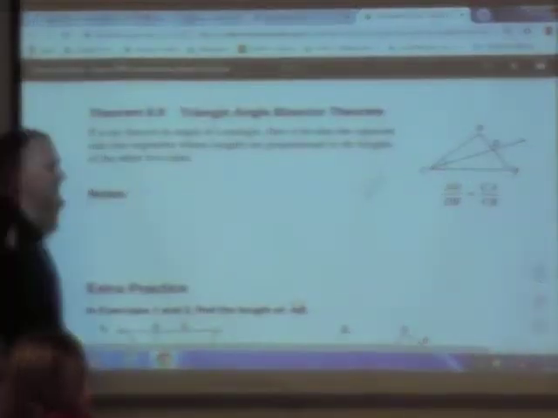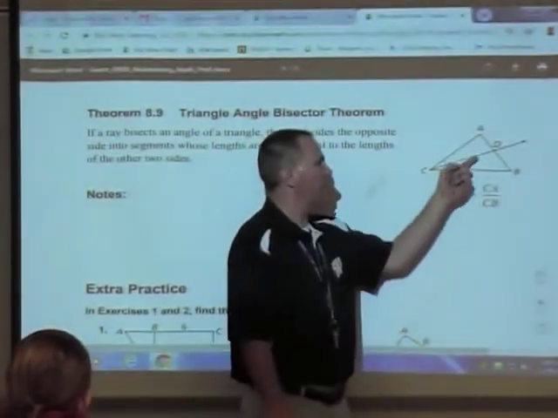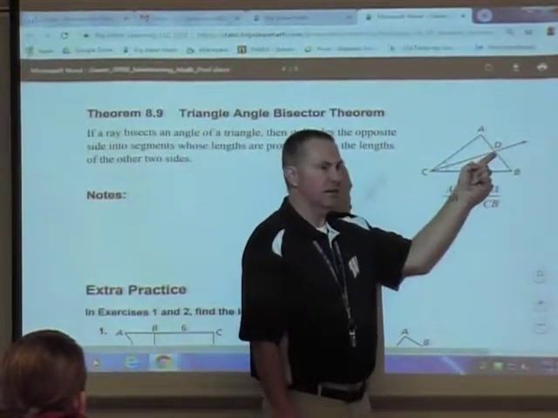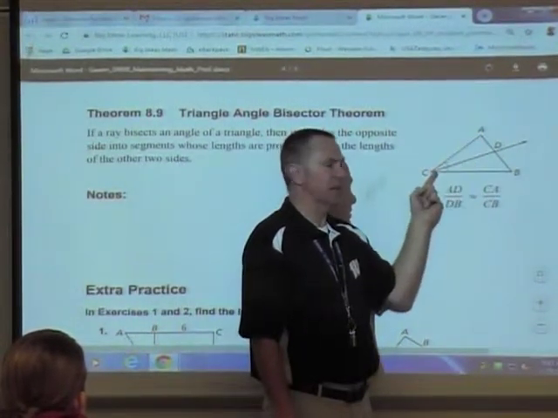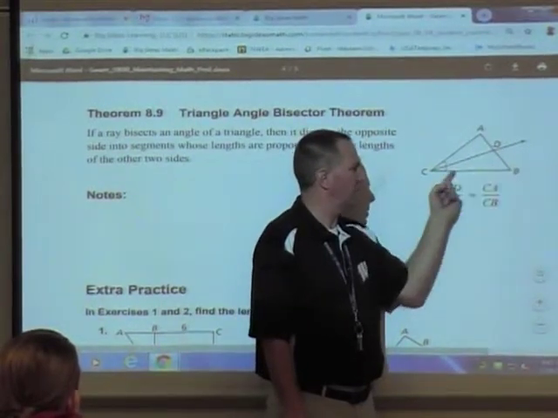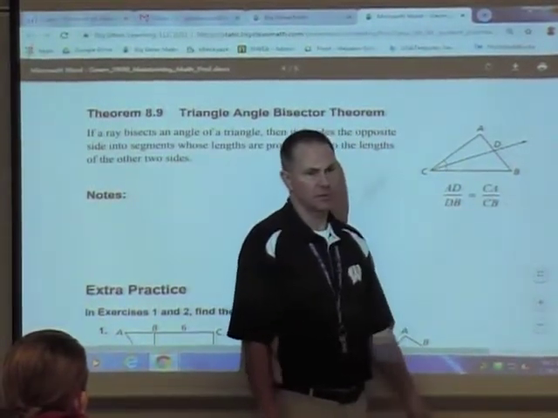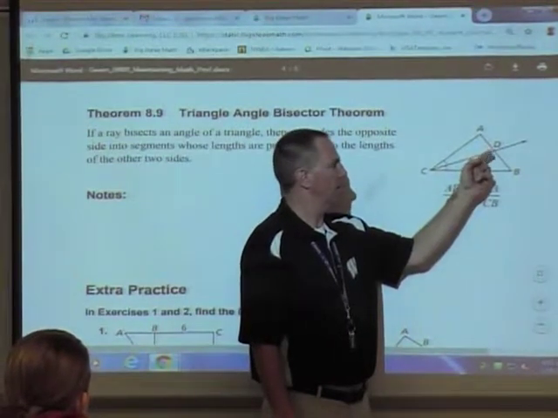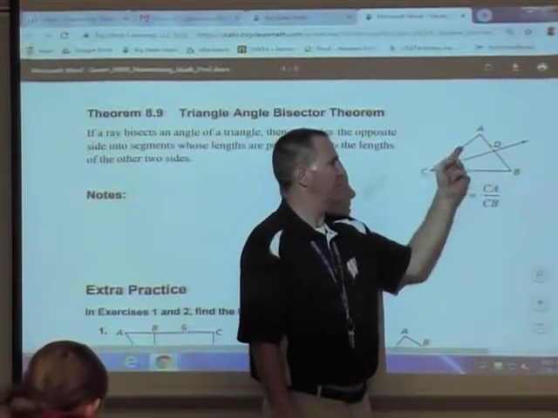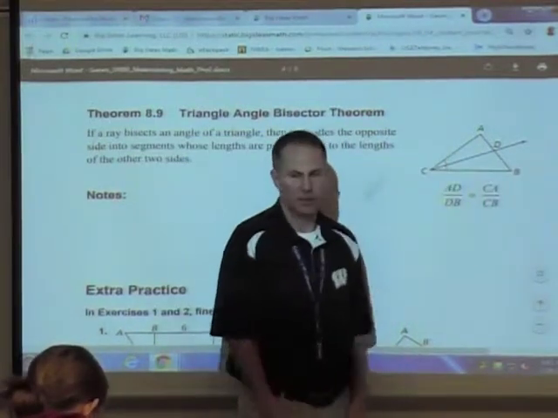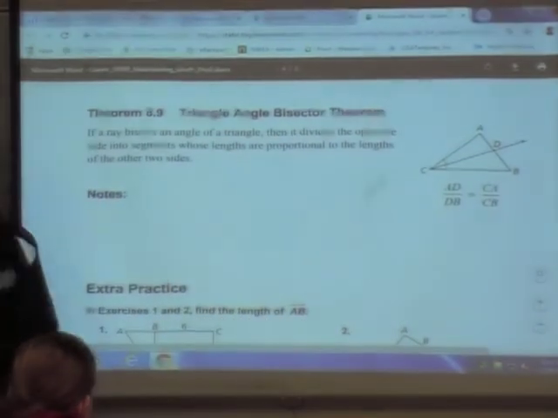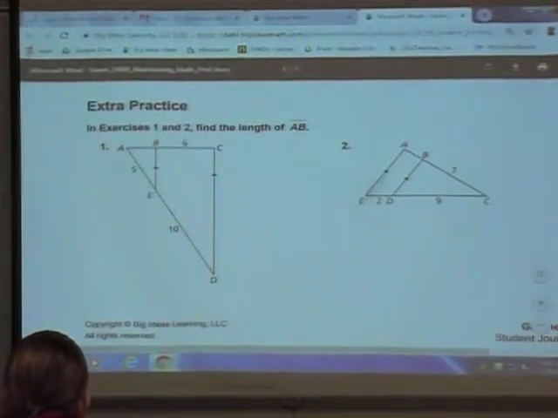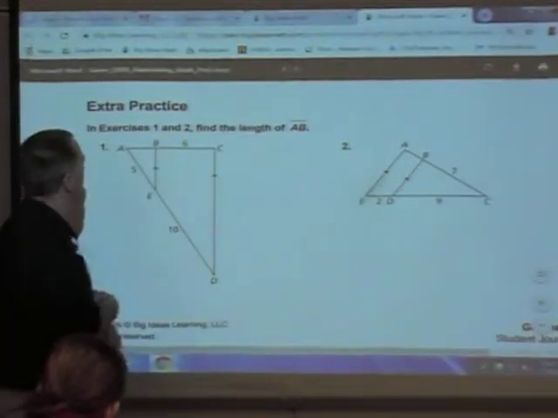And then we have a bisector. So if you have an angle bisector, then AD is to this side as DB is to this side. So you've got to set it up like that. The pieces that are intersected here, this piece is to the long side as this piece is to the long side. And then again, solve for the missing piece. You're going to have missing pieces today. Okay? So let's do this extra practice and see if we can figure these out.